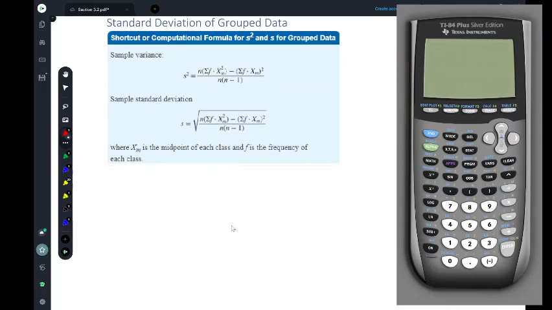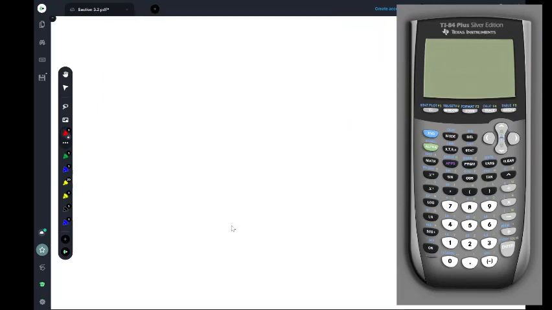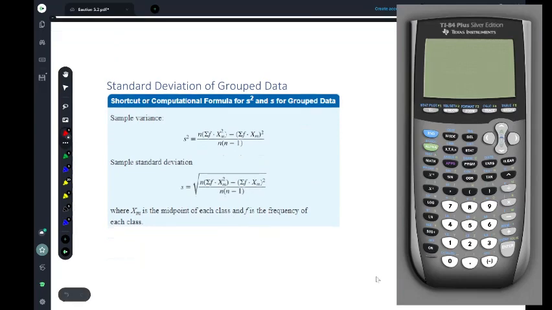We're going to take a look at how we can use Excel to our advantage for this formula. But what we want to do is take a look at this in the context of an example. What do we mean by grouped data? Let's take a look at an example back over on Excel.